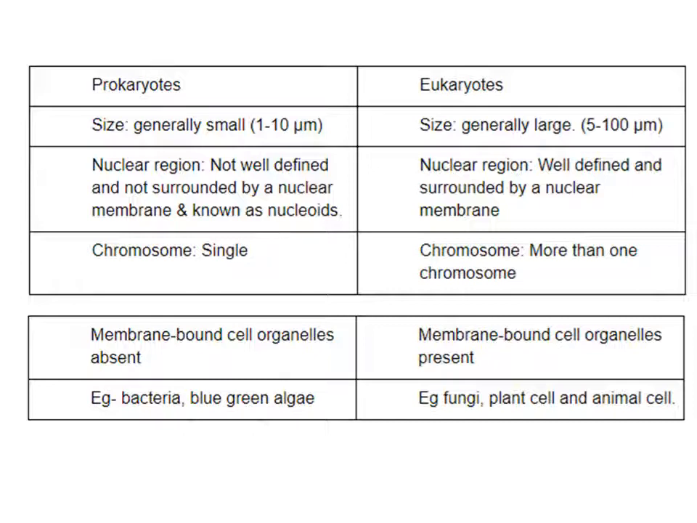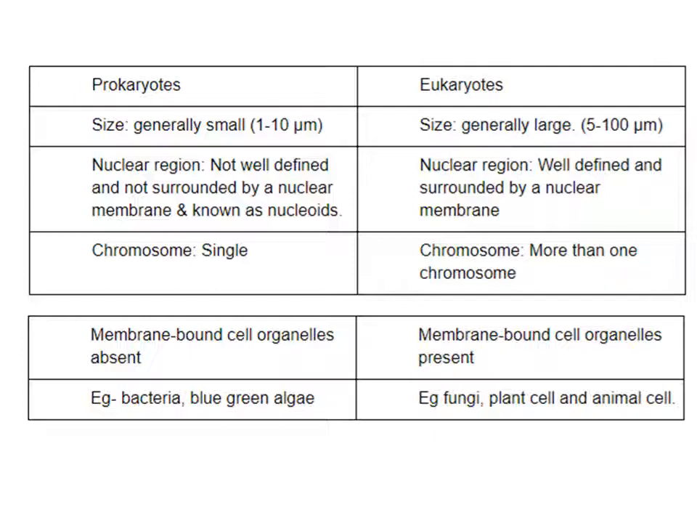Now let's compare the prokaryotes and the eukaryotes in terms of their cells. In prokaryotes, the size is generally small. You can see the size range. In eukaryotes, the size is generally large. In prokaryotes, the nuclear region is not well defined and it is not surrounded by a nuclear membrane. That is why it is called a nucleoid. On the other hand, in eukaryotes, the nuclear region is very well defined. It is surrounded by a well-formed nuclear membrane. In prokaryotes, the chromosome is single. On the other hand, in eukaryotes, the chromosomes can be more in number.